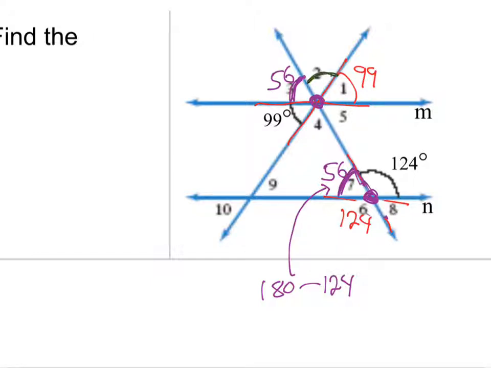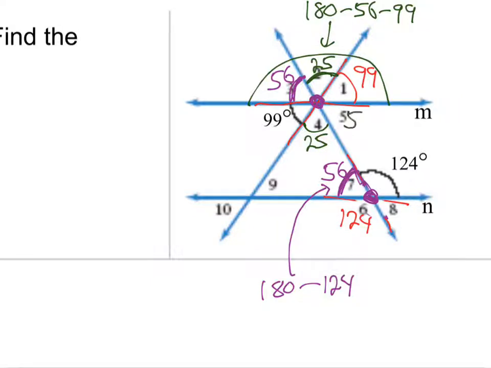Now how do we get this part here? Well, these three make one side of a straight line, which always holds 180. So 180 minus 56 minus 99, I'm going to use my calculator, I'm getting 25 degrees. Okay, now this one down here has got to be 25 because it's diagonally across.